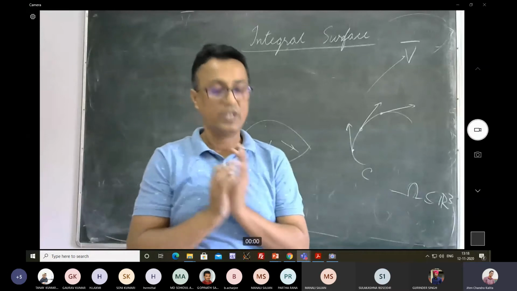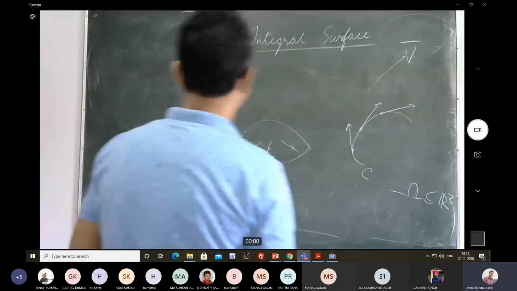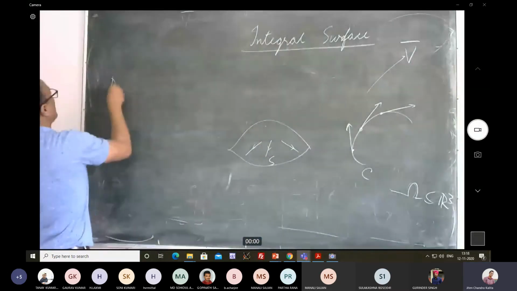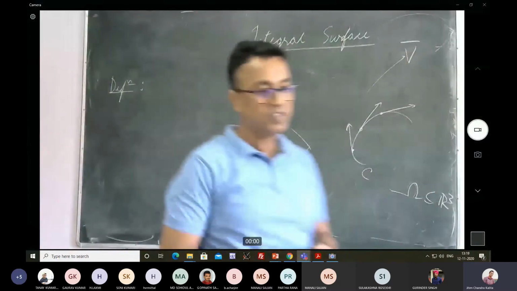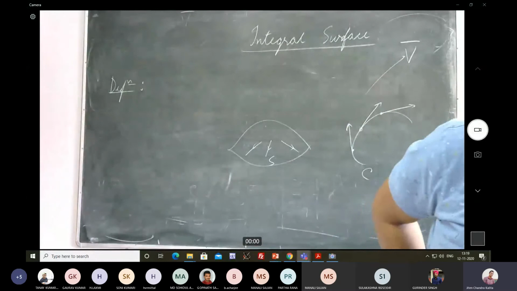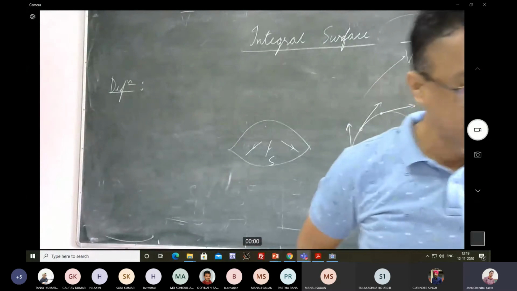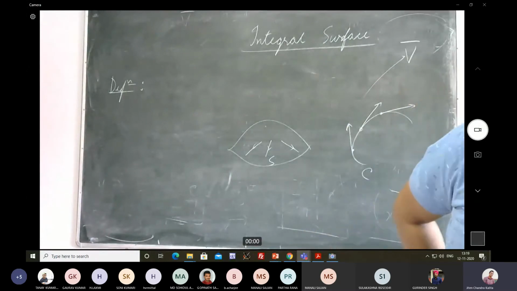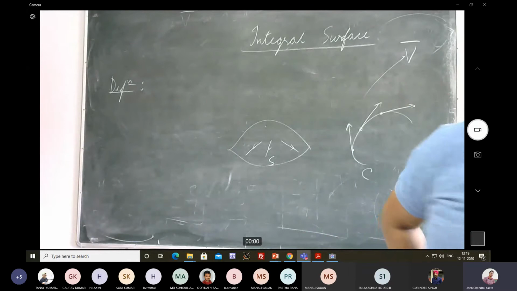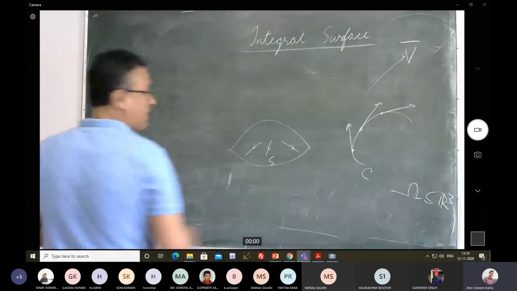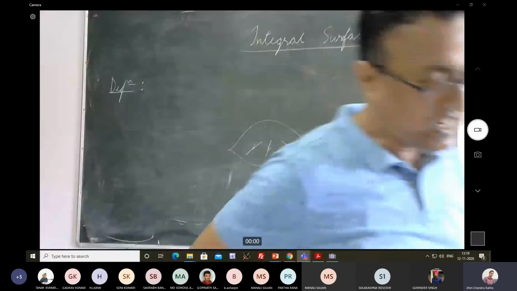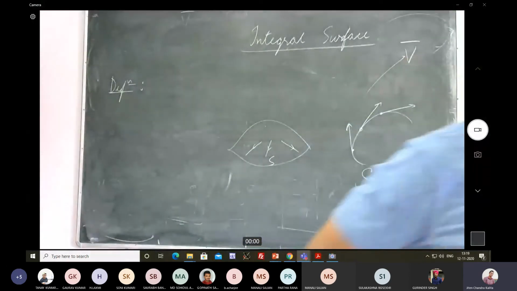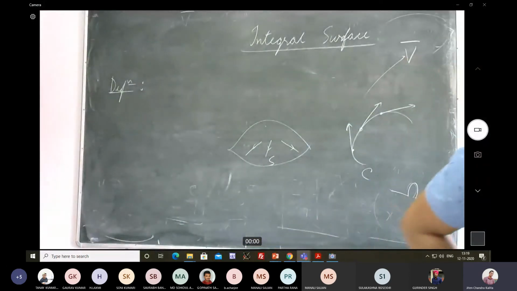Is it fine? Okay. So now, if I want to give a formal definition of an integral surface corresponding to a vector field V, then how is it going to be? Again, that tangent plane is now important. How is it going to be? Can you give me some idea?